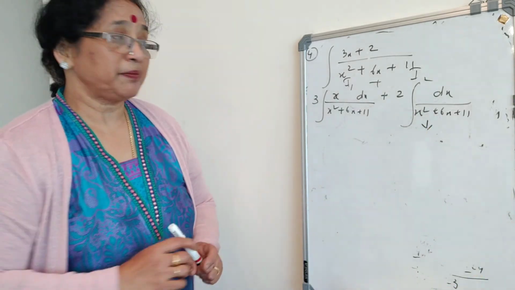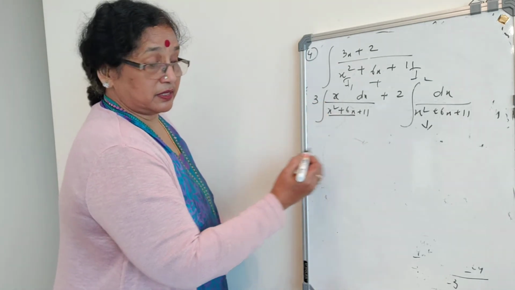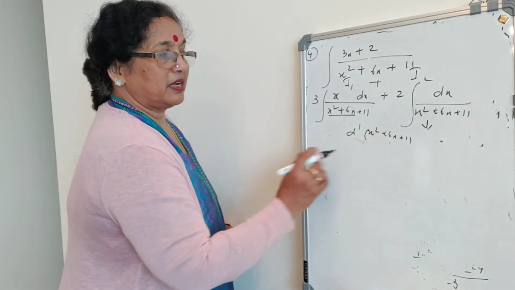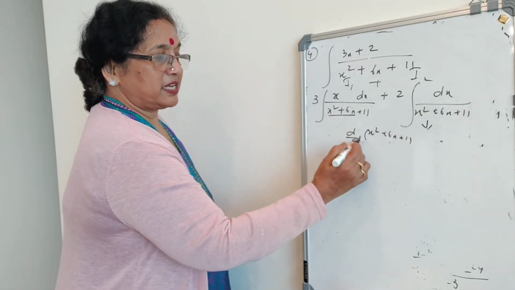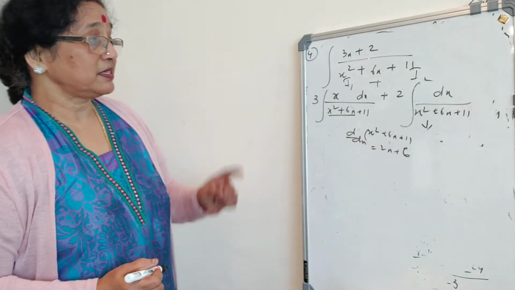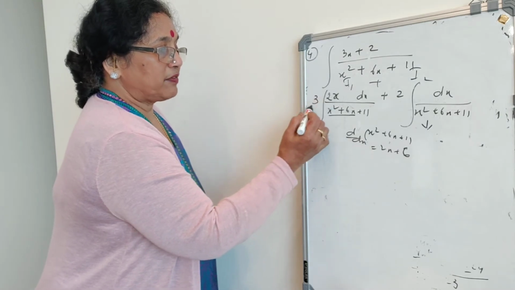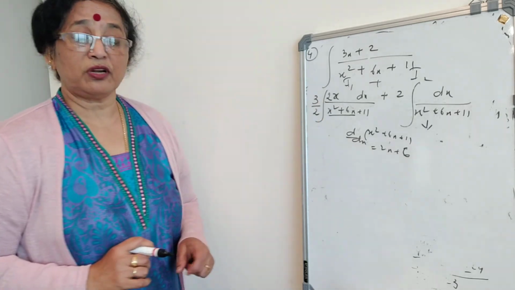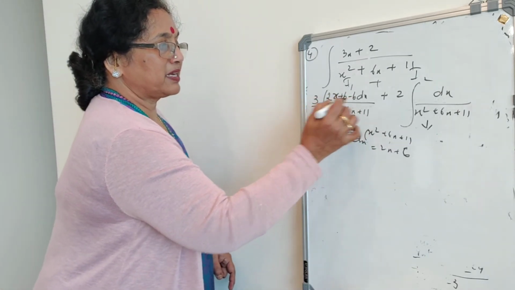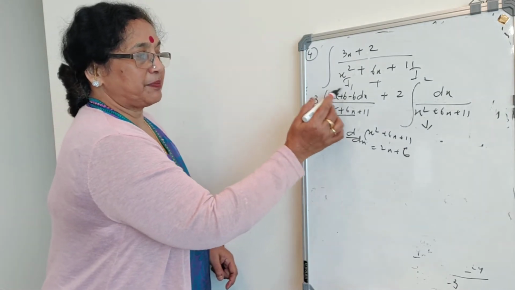Just before I wind up, this one you will write what is the differentiation of this. What is the differentiation of x square plus 6x plus 11? Differentiation of the denominator d dx, which is 2x plus 6. 2x plus 6, right? So what you do, just write 2 and divide by 2. So you got 2x plus 6 I want. Plus 6 and a minus 6. Now separate it. Again separate this.